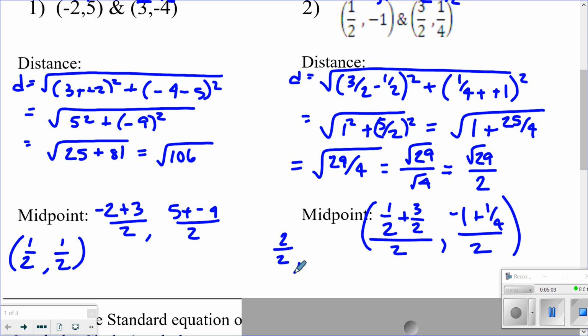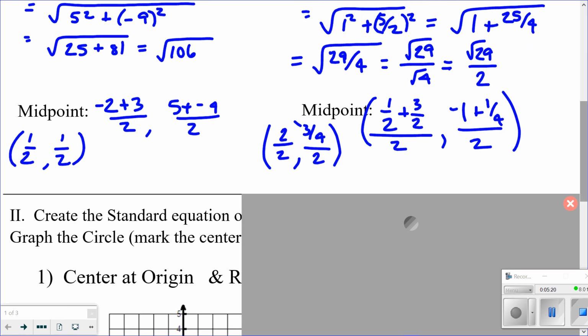Negative 1 plus 1/4 is, excuse me, negative 3/4. And then we have to divide by 2 on that one. And then if we just keep reducing down a little bit, 2 over 2, of course, is 1. And a negative 3/4 divided by 2 is a negative 3/8.